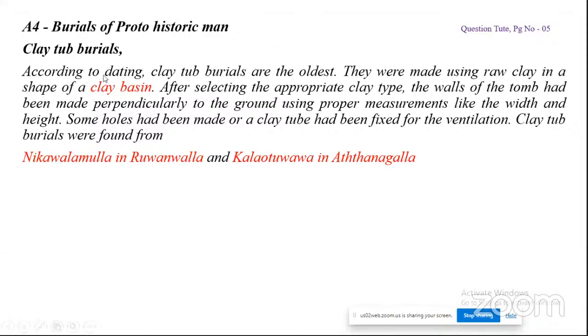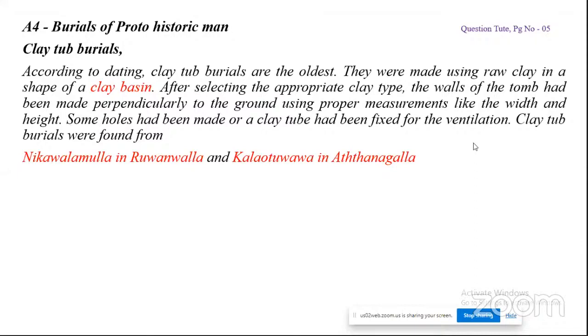Clay tub burials, according to dating, are the oldest. They were made using raw clay in the shape of a clay basin. After selecting the appropriate clay type, the walls of the tomb were made perpendicular to the ground using proper measurements like width and height. Some holes were made or a clay tube was fixed for ventilation. Normally, when you are burning these skeletons inside a clay tub, there's a problem with the oxygen supply. So oxygen supply must be there. Early man knew that air was needed for burning.